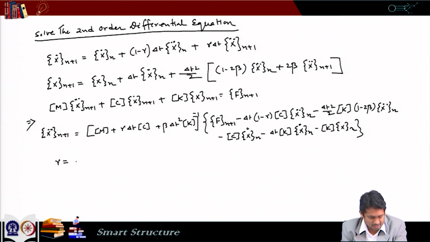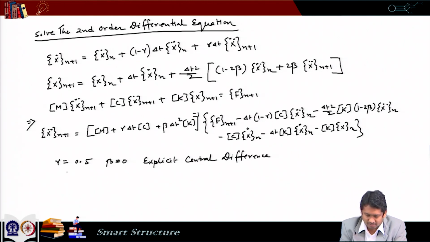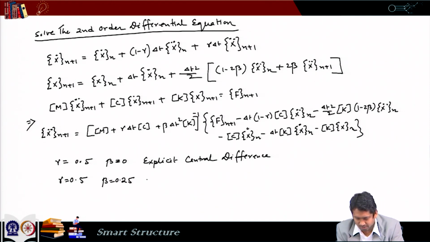Now, again when gamma is equal to 0.5 and beta is equal to 0, we call it explicit central difference, and when gamma is equal to 0.5 and beta is equal to 0.25, we call it average constant acceleration.